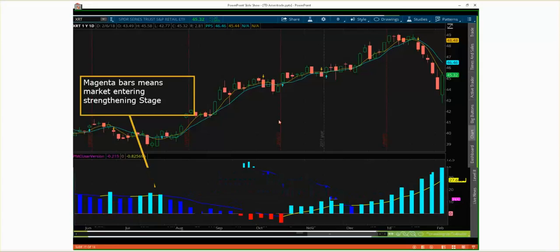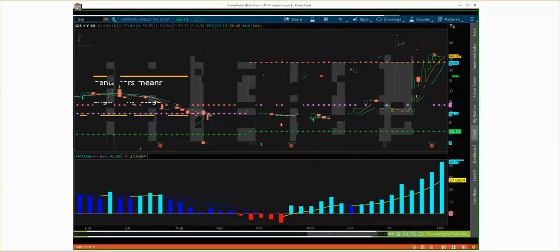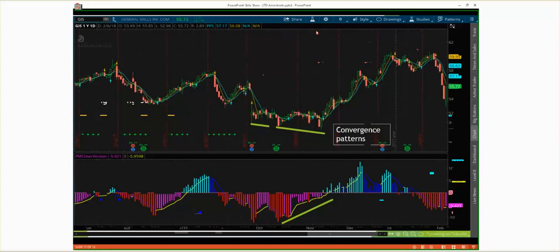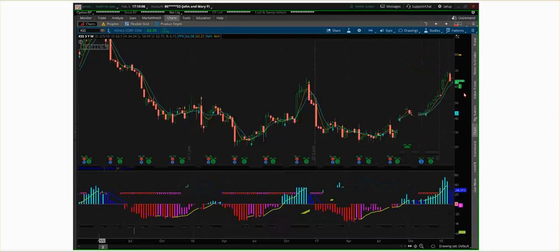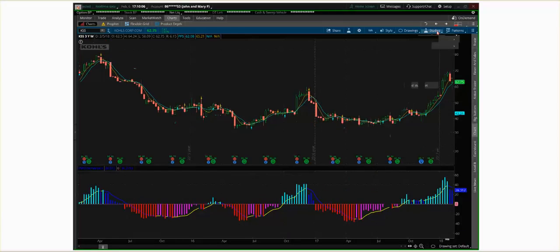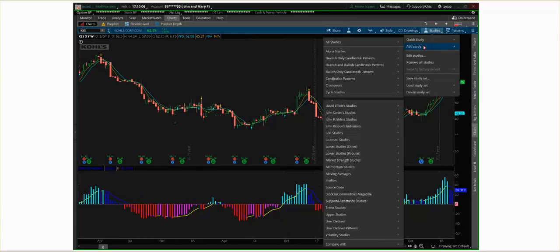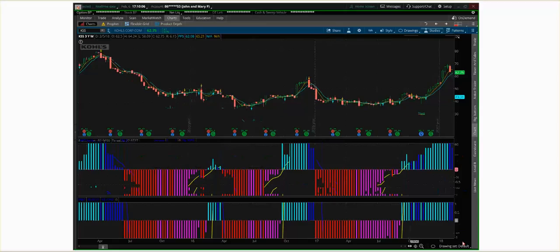Now, let's go to where to find this tool. If you go up to studies and you go to add a study, there's two ways. There's a few Johns. You want to make sure you get the right John. It's John Person. And if you see John Person's name, you will see the PMC indicator right there. All you got to do is click on it, and lo and behold, you've got the indicator right there on your screen. This is a relative strength tool. This is live.